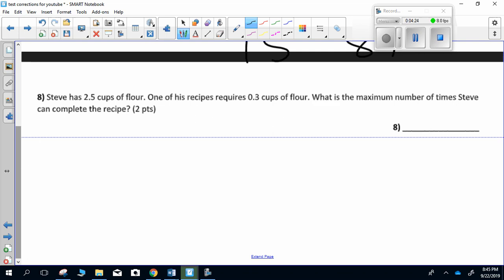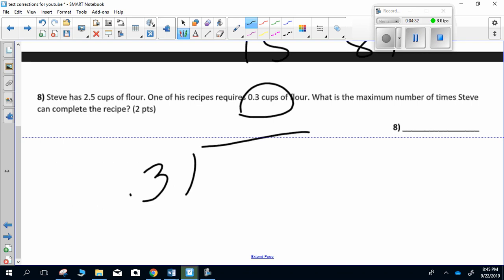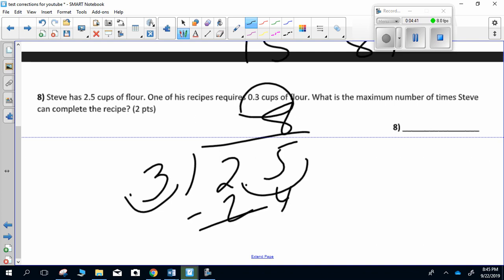Steve has 2.5 cups of flour. One of his recipes requires 3/10 of a cup of flour. What is the maximum number of times he completes the recipe? So I need to do some division. Move my decimal point, move my decimal point. 3 goes into 25 8 times. And I'm done, because it says maximum number of times I can complete the recipe.